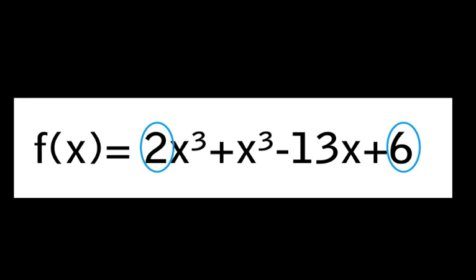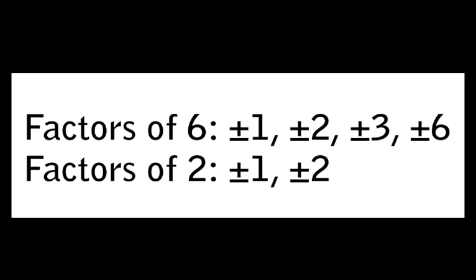zeros of f. Next, we find all the factors of the constant coefficient 6, which are positive and negative 1, positive and negative 2, positive and negative 3, and positive and negative 6. And then we find the factors of the leading coefficient, which is 2, and its factors are positive and negative 1 and positive and negative 2.